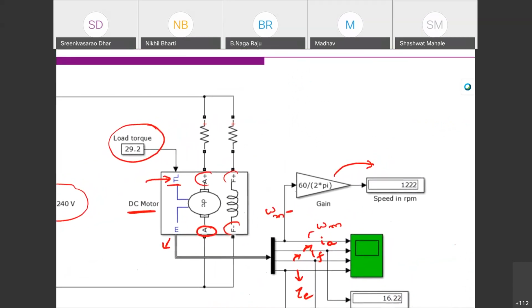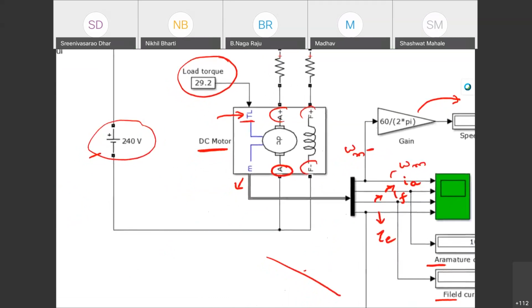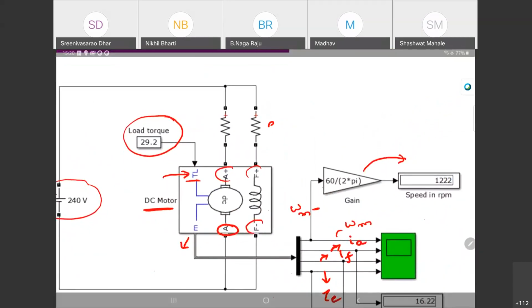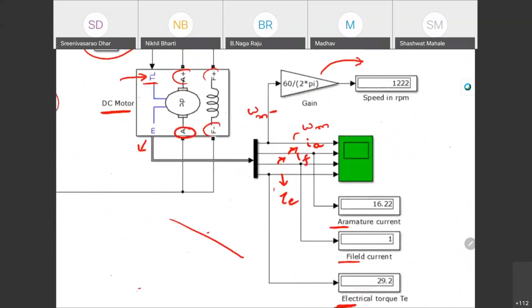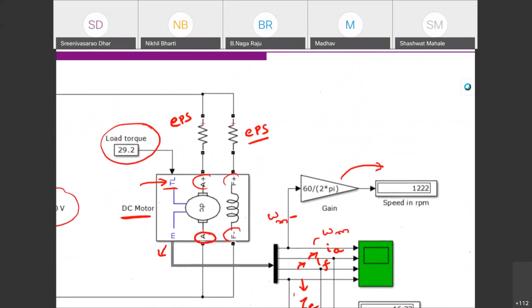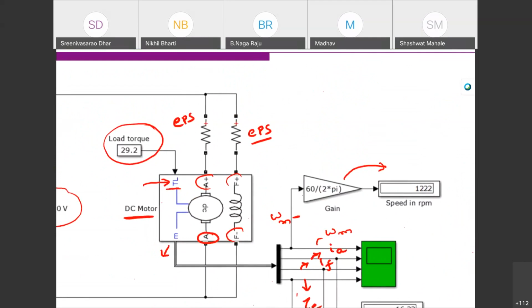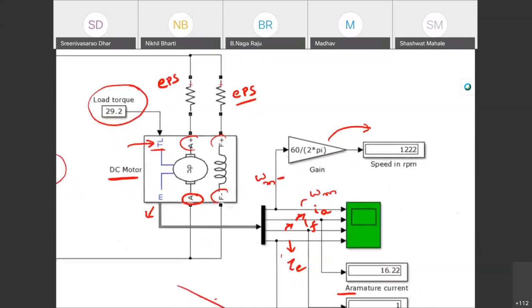Initially I inserted two resistances, and I have chosen a very small value. If you want a very small resistance, you have to write EPS in the resistance dialog box, which asks for a value. If you write EPS in that box, it gives you the lowest possible value. That means the resistances are present, but their value is insignificant. Clear?